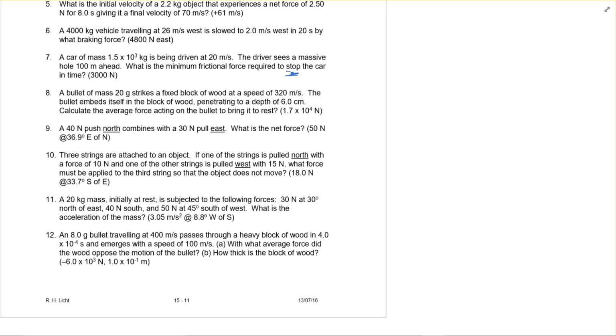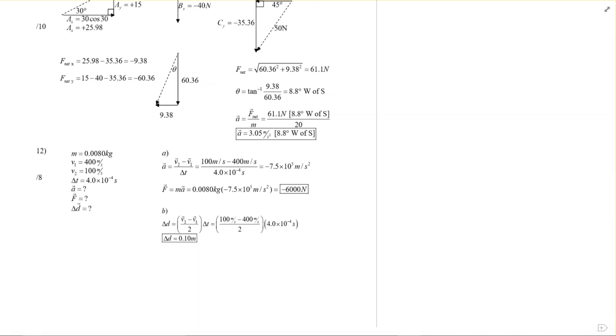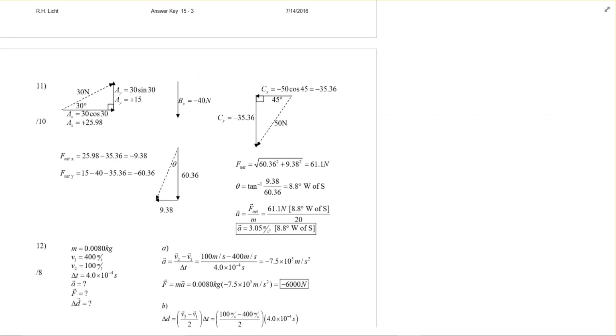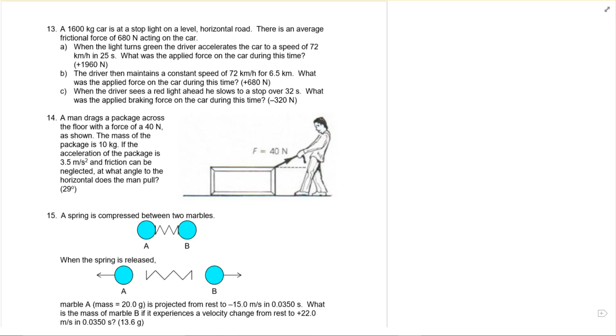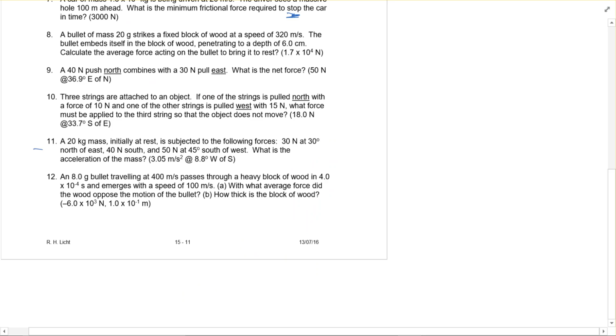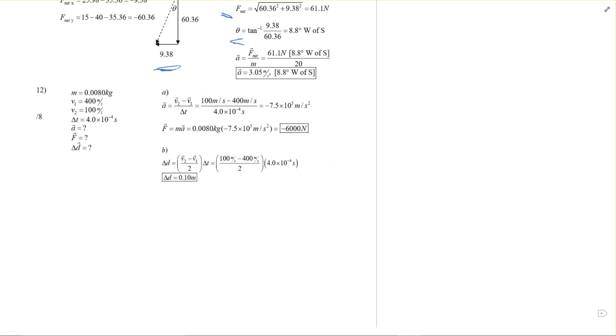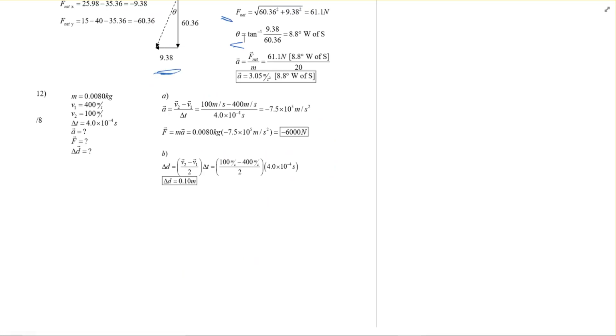Okay, number 11. That was a lot like the practice problem that I did, right? It's one of those where you have to break it into its components, make a new triangle out of those components, figure out the magnitude and angle of that, and then use that to figure out acceleration. So pretty much just like the one we did in the practice problem, so I won't go over that. Number 12 too was similar to things that we've already done, so I'll let you look through this on your own to get the answer for that one.